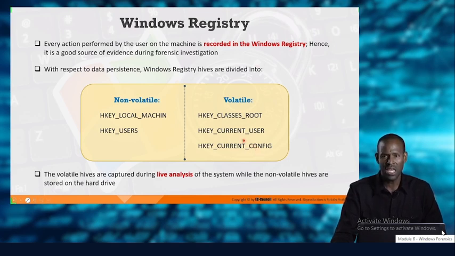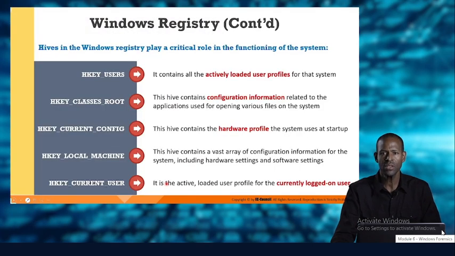Some of these keys and hives are cloned from volatile into non-volatile, and there's an exchange between these two. But either way, while that machine is running, we need to go ahead and collect that HKEY_LOCAL_MACHINE and HKEY_USERS data as part of our live analysis. So the hives in the Windows registry are critical to how a Windows system functions. So let's have an overview of what the major hives do.